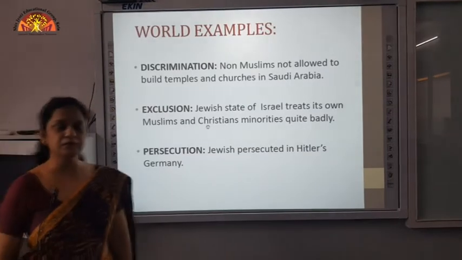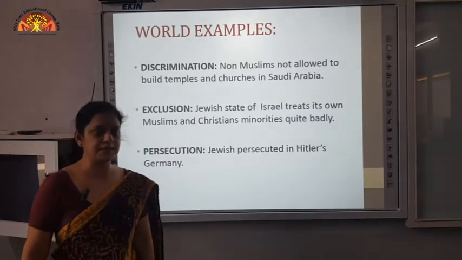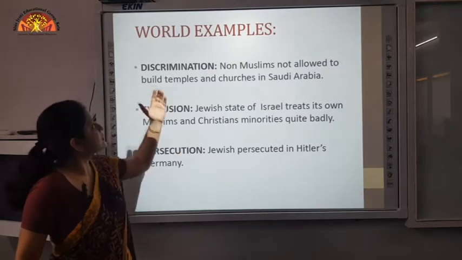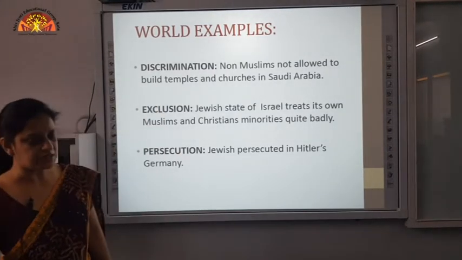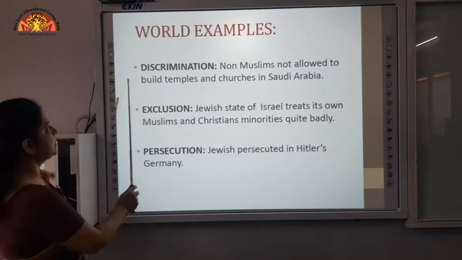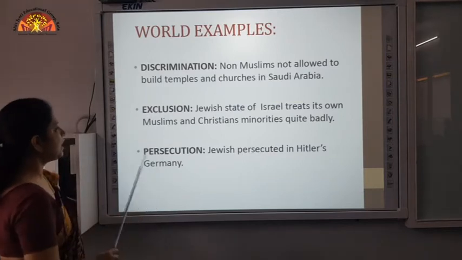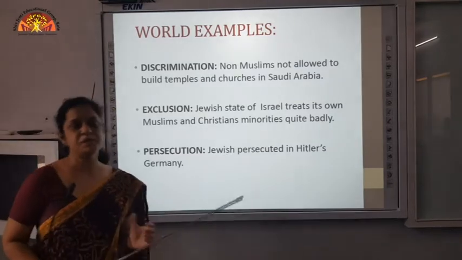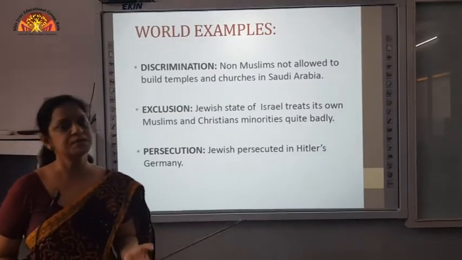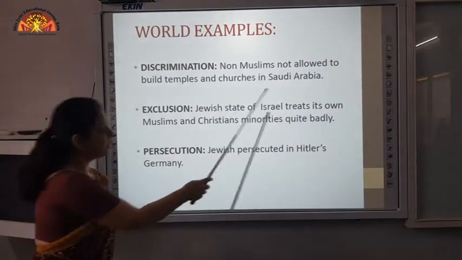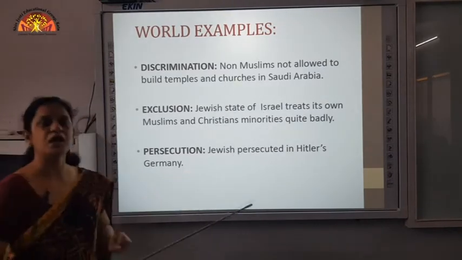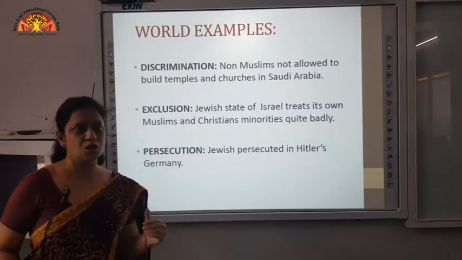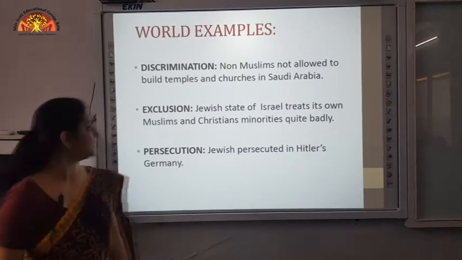Now, there are numerous worldwide examples where discrimination has occurred. It is usually in three forms, that is discrimination, exclusion and persecution. Exclusion means certain people are not allowed to do certain things. Like in Saudi Arabia, non-Muslim people are not allowed to build churches, only mosques can be built there.